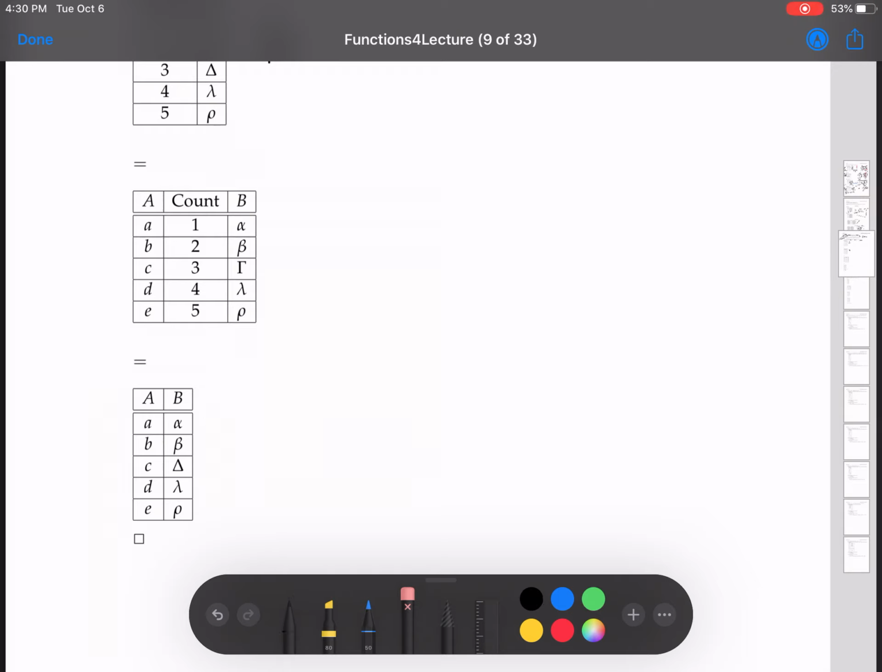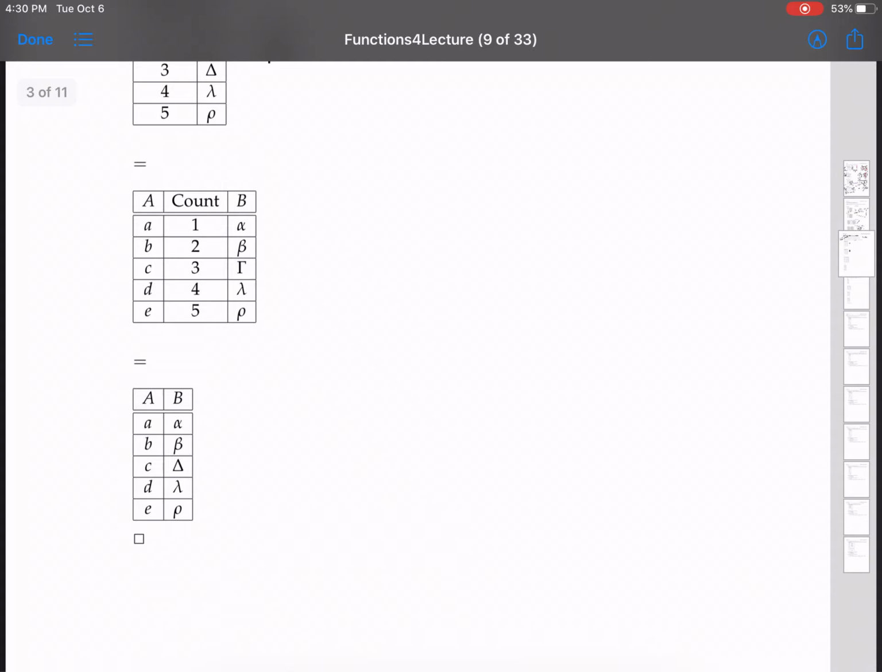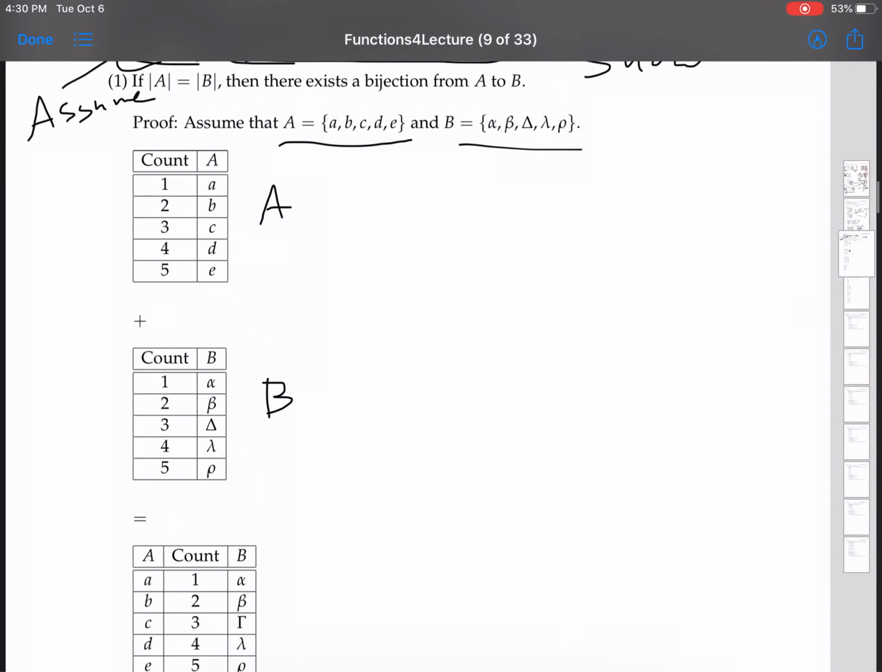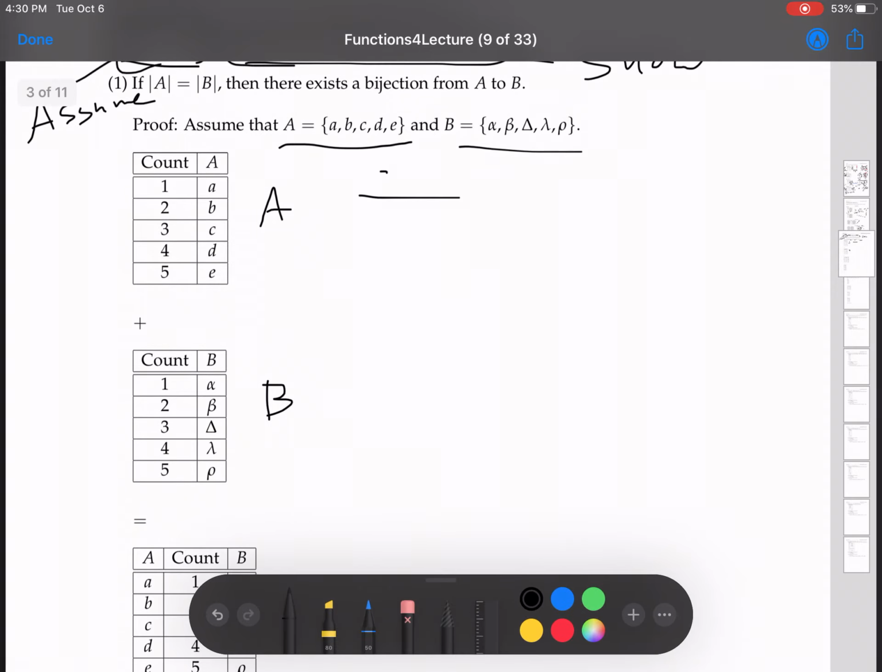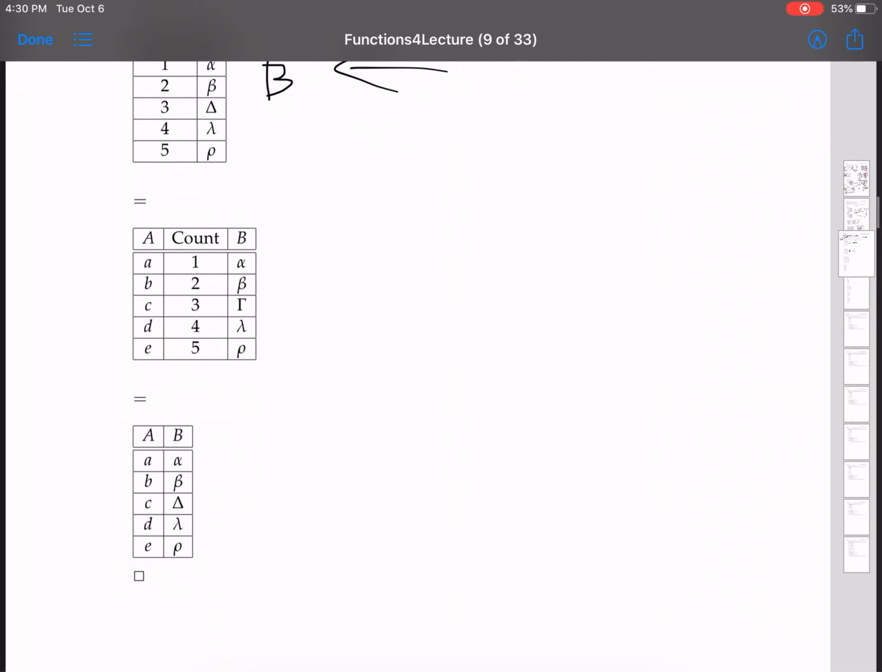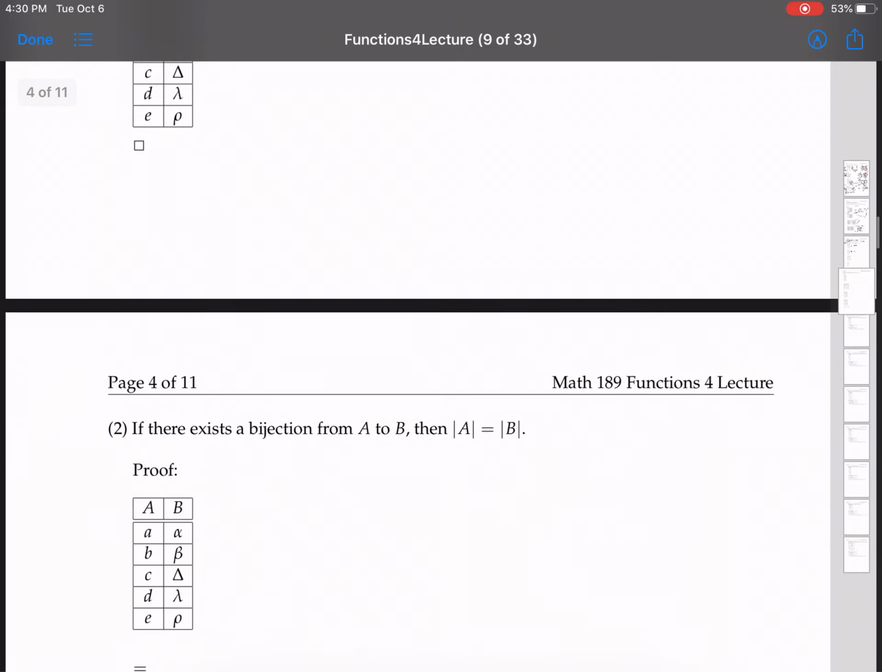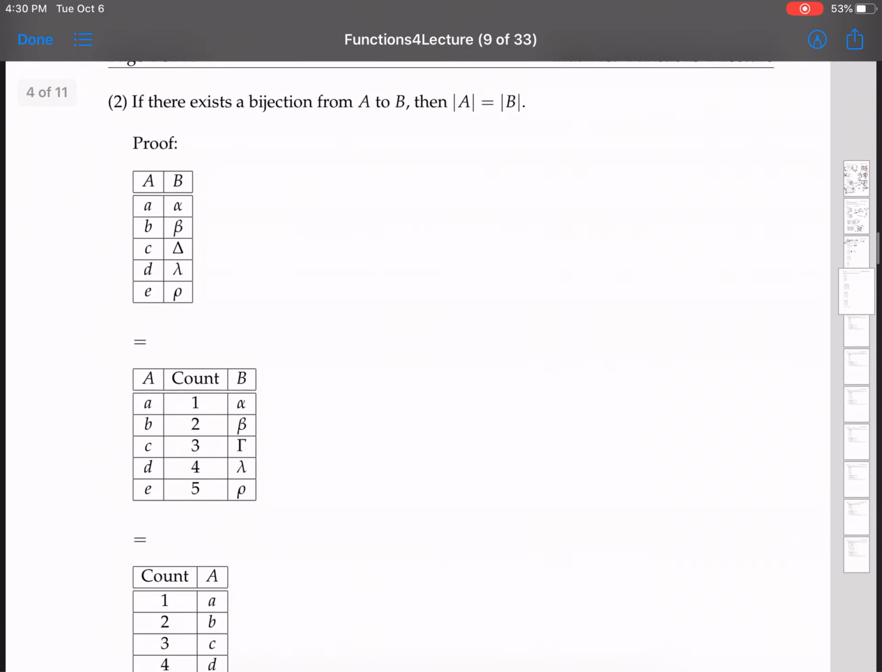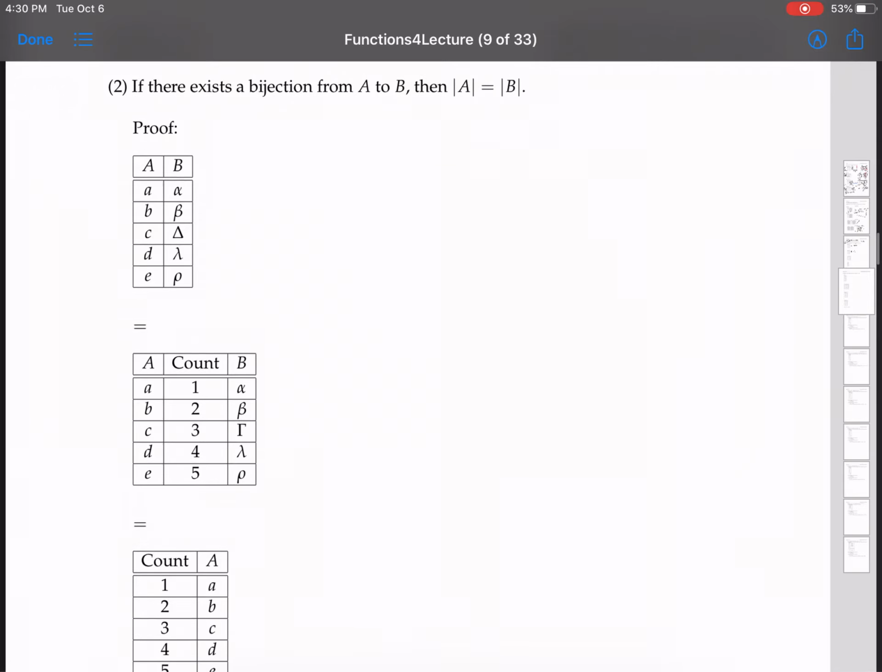So let's just see real fast what we proved. Our assumption was that A and B had the same number of elements. That was this and this here. And then we can put those together very simply just by lining up the count columns. Why even worry about a count column? Just put them together. Look, they line up. There's a bijection. That's it. Now for the other direction. We assume that if there's a bijection, then things have the same number of elements. So let's start here at the top.